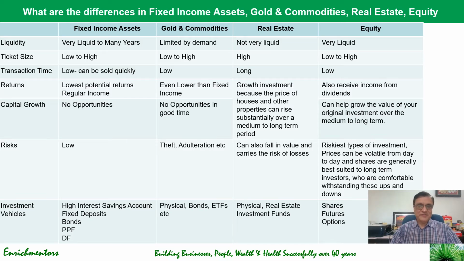Fixed income assets have practically very little risk, and especially if you are investing in government bonds, you are risk free. Your money is guaranteed by the government, the sovereign of the country. Gold has particularly the risk of theft and adulteration. I mean, if you give it and you want to take it back, it could be adulterated. You could easily lose it. The real estate also has a risk of fall in value and carries risk of losses.